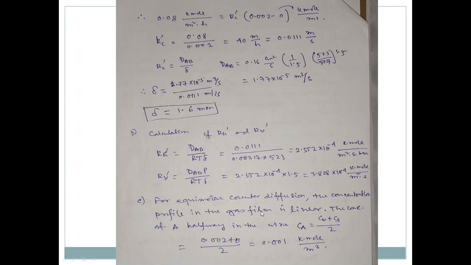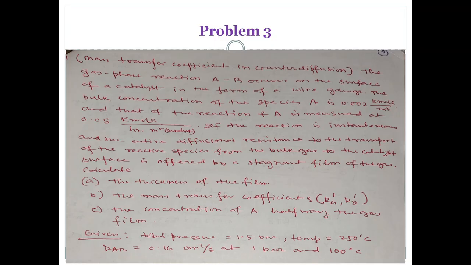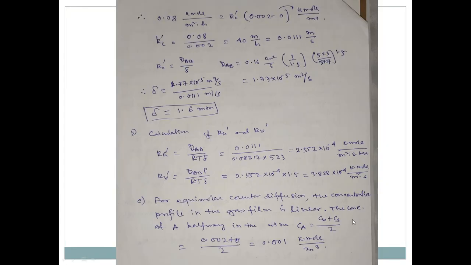Now we have to calculate the concentration halfway. If you see the last question, the concentration of A halfway in the gas film. So my gas film is 1.6 millimeter, and what is the concentration halfway, that is, at 0.8 millimeter? If you can remember equimolar counter diffusion, that concentration profile will be linear. That will not be nonlinear.